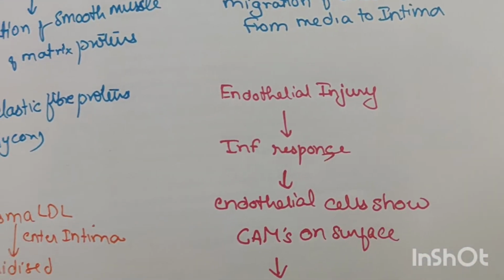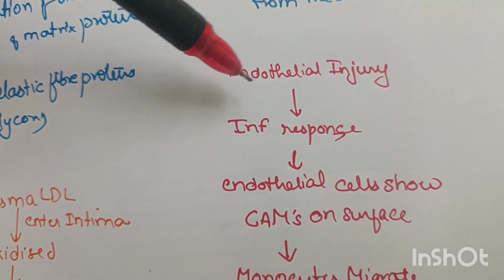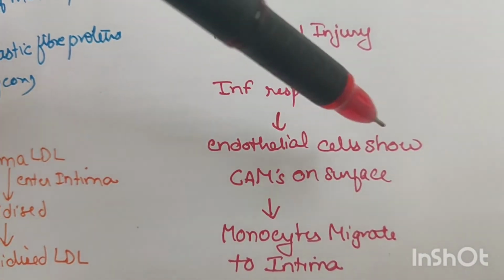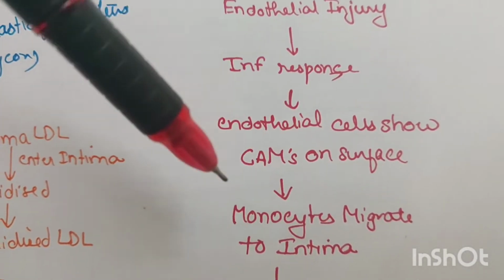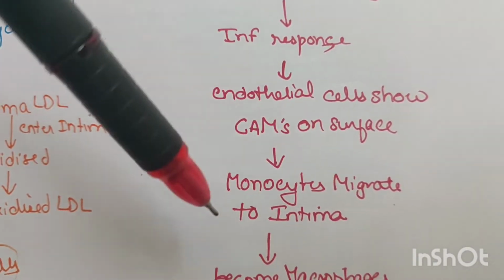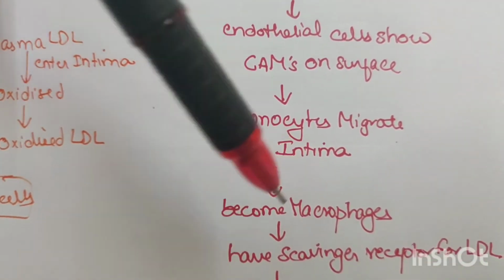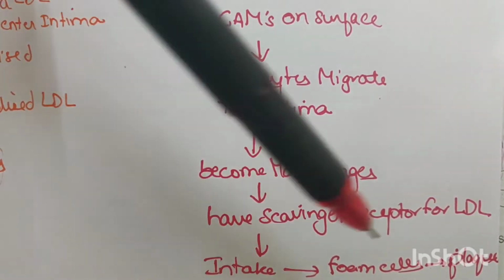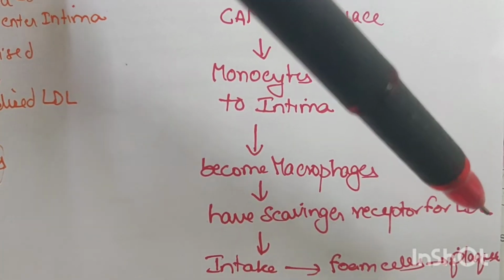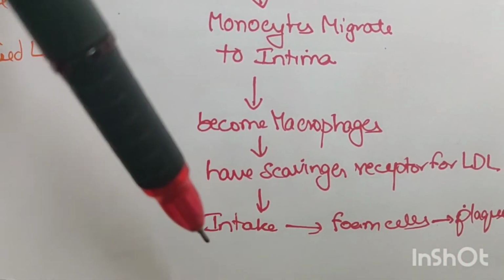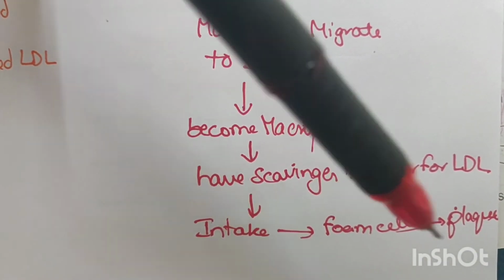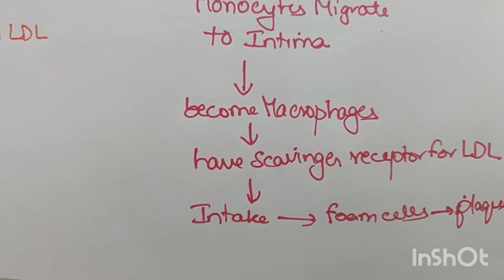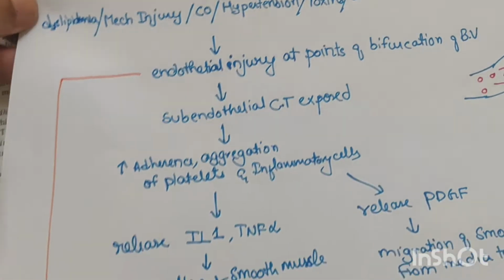And to simplify this process, first there is endothelial injury, so there is an inflammatory response. Endothelial cells will show cell adhesion molecules on the surface, which will help monocytes migrate into the intima and become macrophages. These macrophages have scavenger receptors, a specific receptor called the scavenger receptor for LDL, which will take in the LDL and become foam cells. Whenever these undergo apoptosis, there is plaque formation which has a lipid core. So this is about the pathogenesis of atherosclerosis.